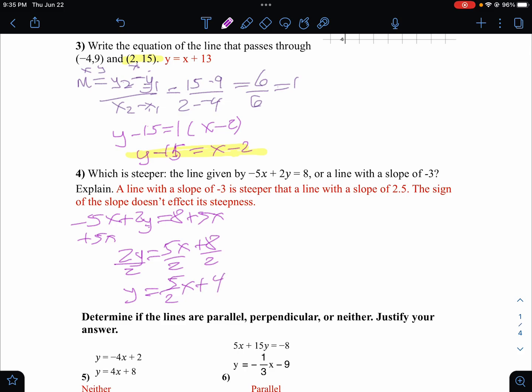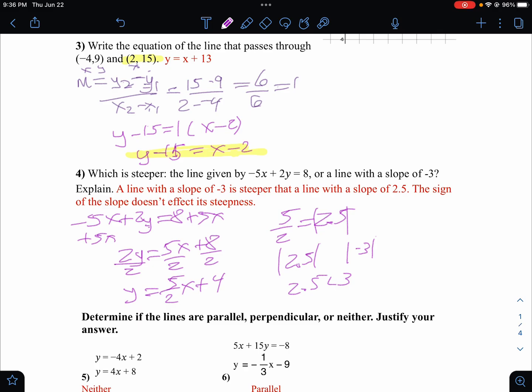Now, how does 5/2 compare to negative 3? Well, maybe I want to rewrite 5/2 as a decimal. That's 2.5. Notice 2.5 is less than negative 3 when I say the absolute value. So the absolute value, because we don't care if the line's going up or down, we just care about its steepness. So 2.5 is less than 3.